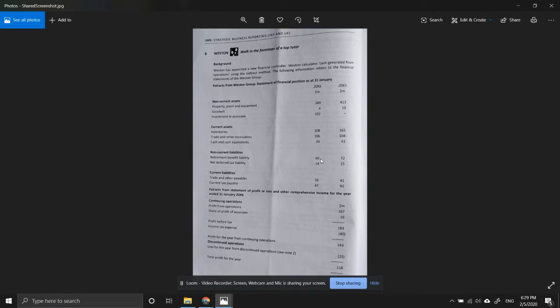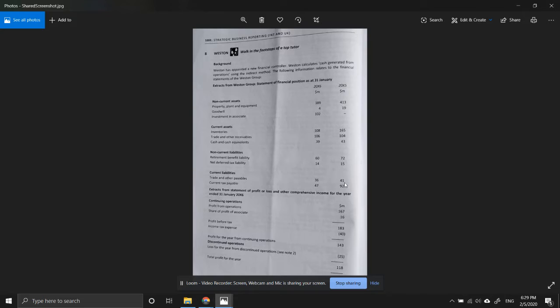Then retirement benefit liability 7260. That means there must be a gain, which is why the value has gone down. Otherwise, it does not normally go down. So we need to prepare a reconciliation for this. Net deferred tax liability has decreased by 1. What could be the reason? We need to find that out.